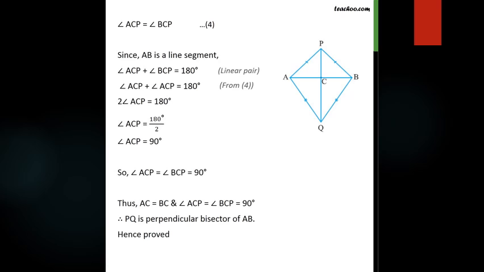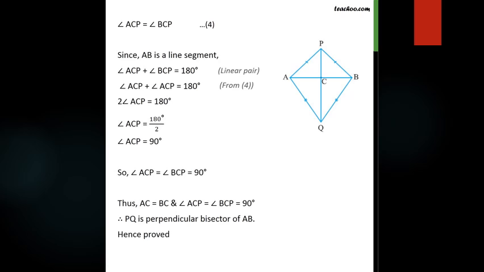Then what can we say about ACP plus BCP? Since AB is a line segment, these two form a linear pair. Hence the sum of the angles is equal to 180 degrees. If they both are adding up to 180 degrees, I can replace one angle by ACP. Why? Because they both are equal to each other from equation number 4. So I can write twice ACP is 180, which implies ACP is 90 degrees. So we have shown that these two angles are equal and also their value is equal to 90 degrees.